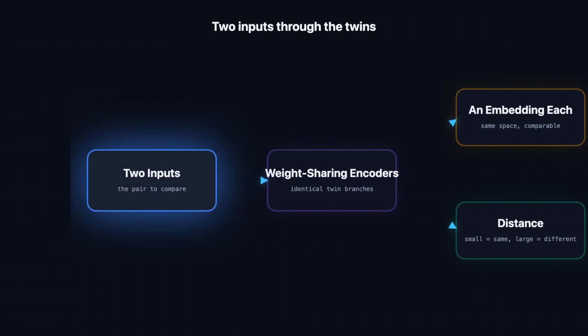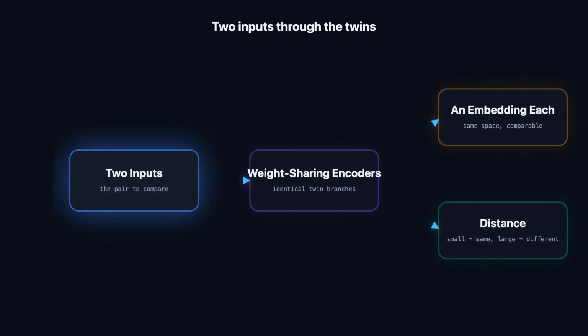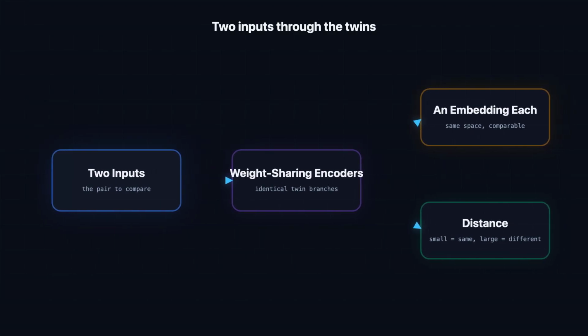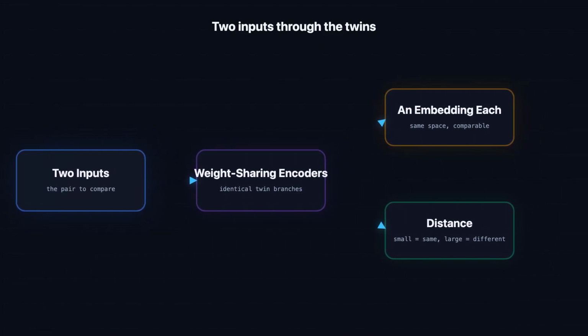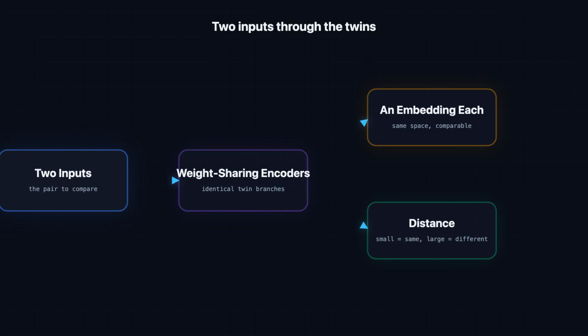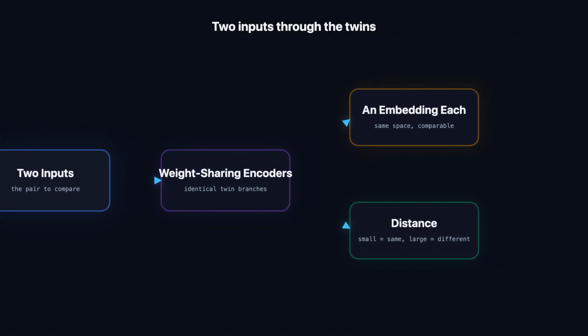Begin with a pair of inputs you want to compare. Maybe a couple of photographs or a couple of signatures. Each one is about to travel through its own copy of the same encoder, side by side, like parallel lanes of the very same road.